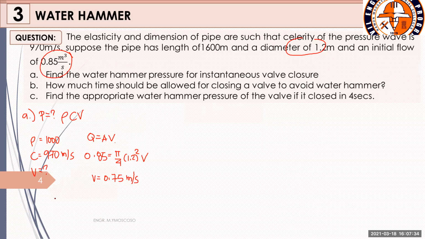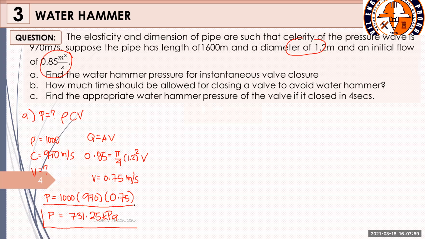So having that said, now you can get the pressure. So you have 1,000 times yung celerity natin na 970 times your velocity na 0.75. Therefore, the value of your P, that would be 731.25 kPa. Pause niya ha para makasolve kayo ng value. So this is for letter A. So how about for letter B? Letter B natin, how much time should be allowed for the closing of valve to avoid water hammer?